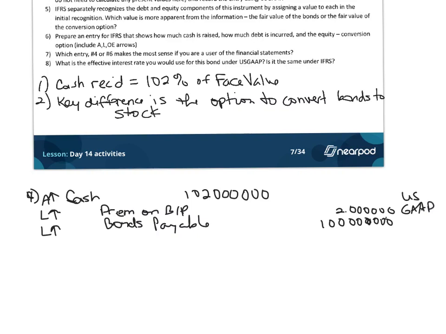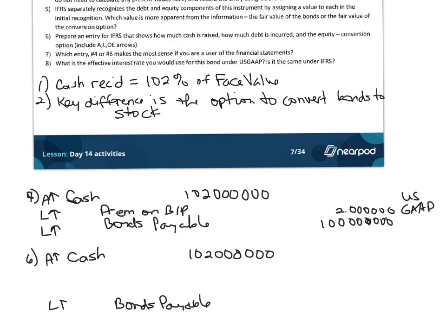Under IFRS, so this is actually number 6 right there, we are still getting cash of 102 million. IFRS, a couple of things to note. They don't split out premiums or discounts. So we can just record the bonds payable at 99 million. Remember, the 99 million came from up above. It's based on a recent issue that they had made.